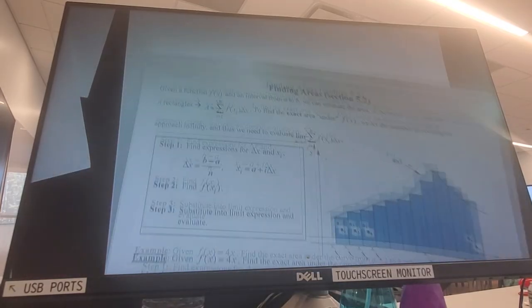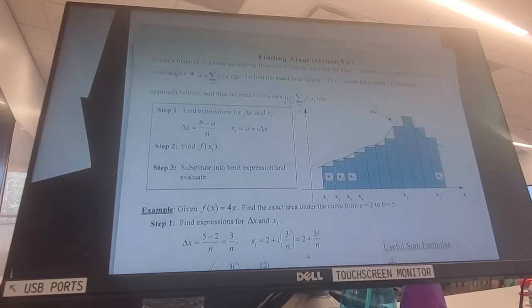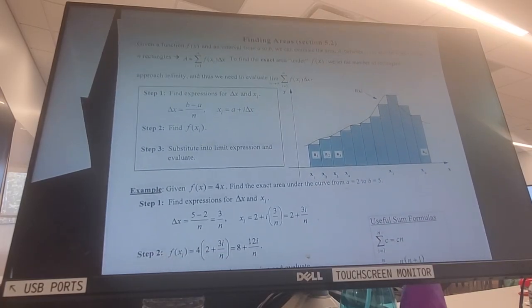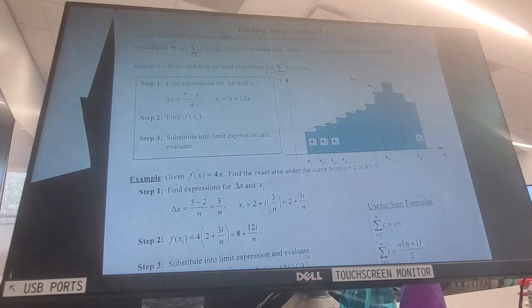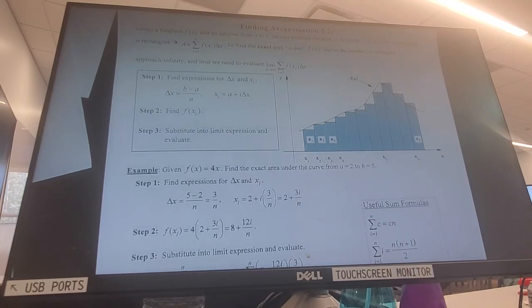So, let's take a look at this together here. Very proud of this little worksheet. It's very nice. It's got color and everything. So here's that little 3 steps, yes?